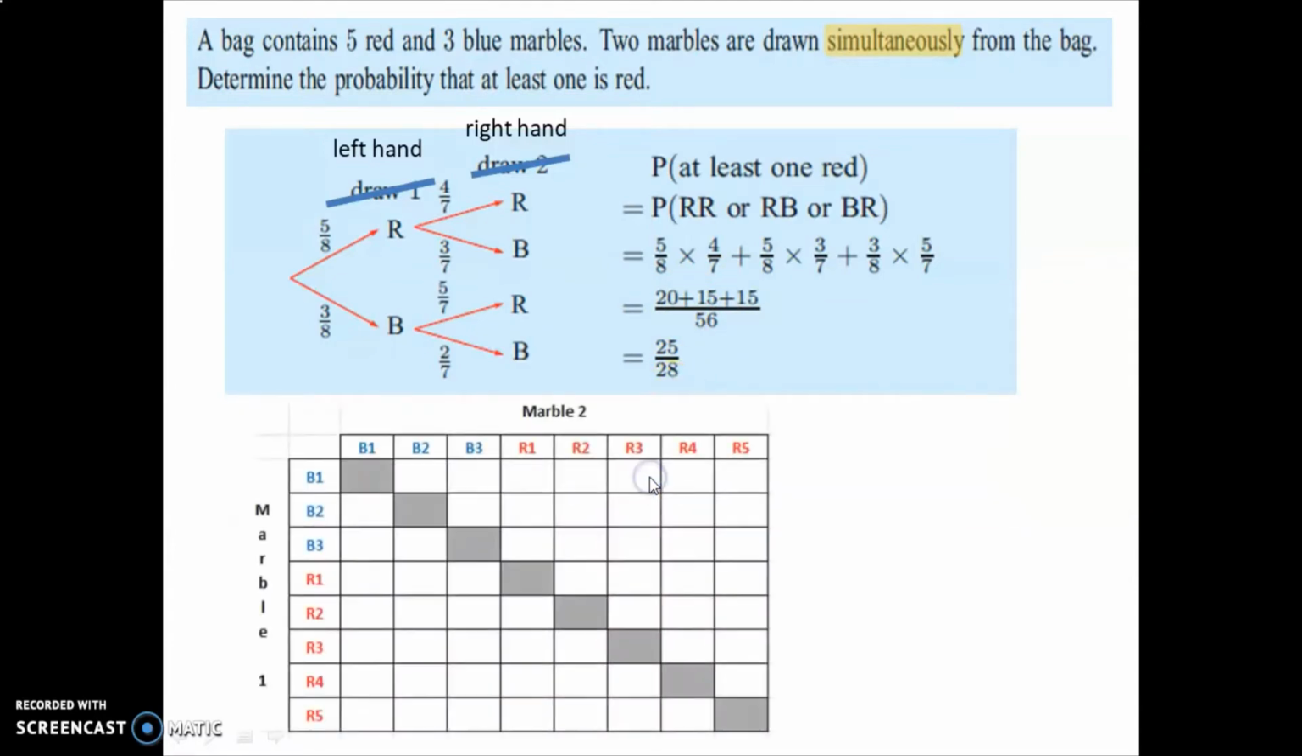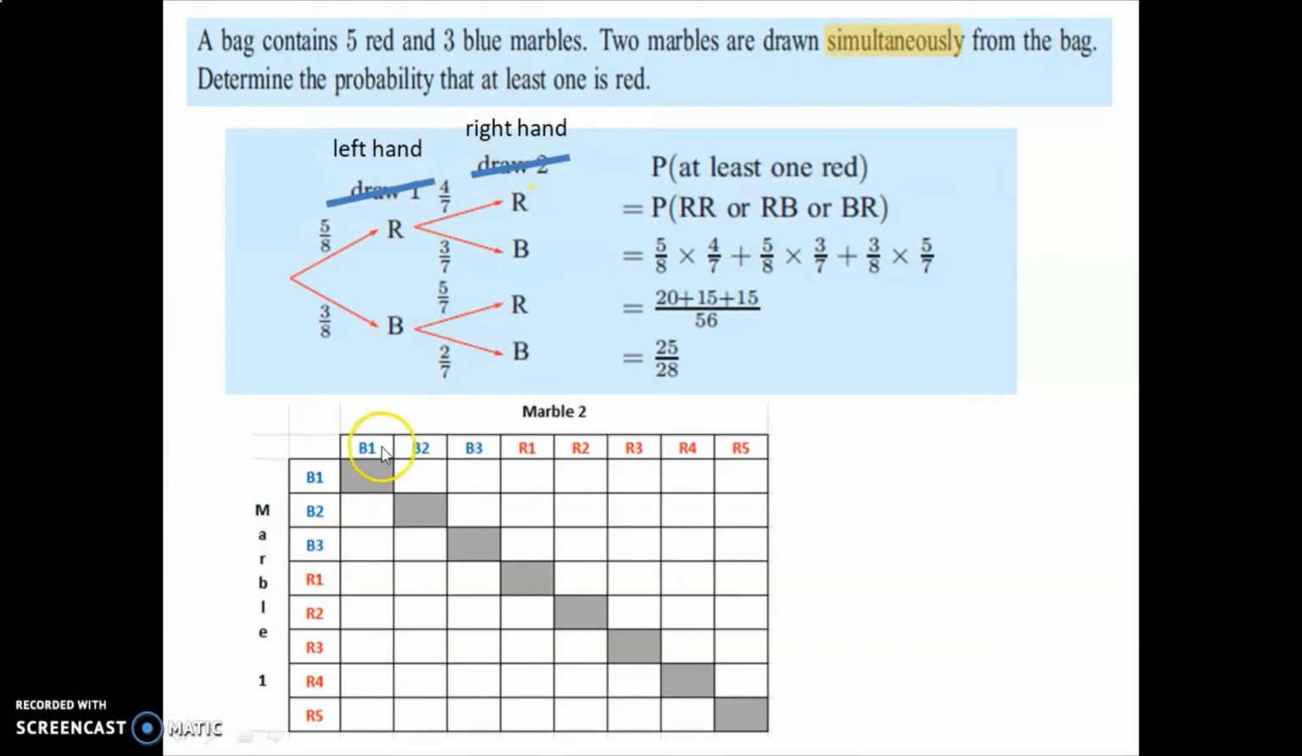Okay, so what we have here is a sample space diagram representing the same situation. As mentioned in a previous lesson as well, we can draw sample space diagrams anytime we have a compound event, which is made up of 2 smaller events. And there are only 2 smaller events here: that first draw, second draw, or that left hand, right hand, the 2 marbles.